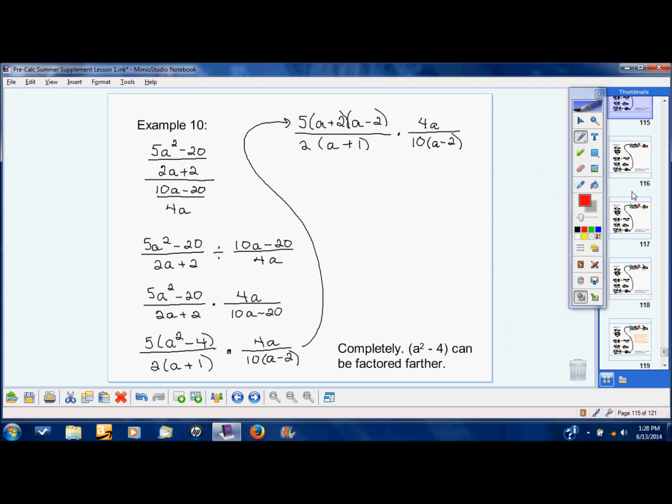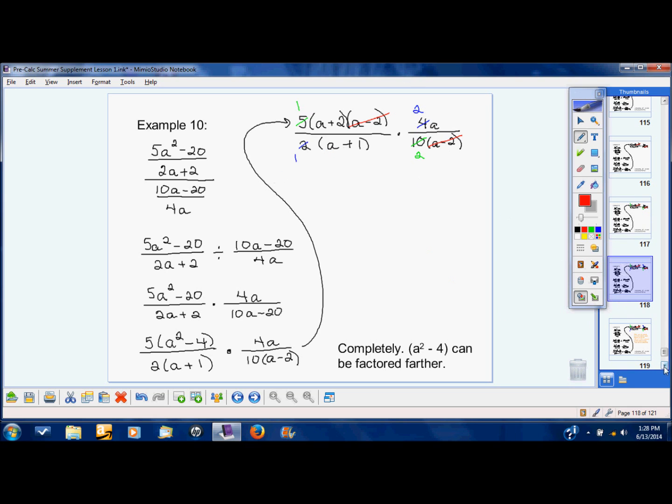So here we are, and we can begin to cross out. A minus 2 jumps out at you. You can cancel that out. We can look, we see the 5 will cancel with the 10. We can see that the 4 is going to cancel with the 2.